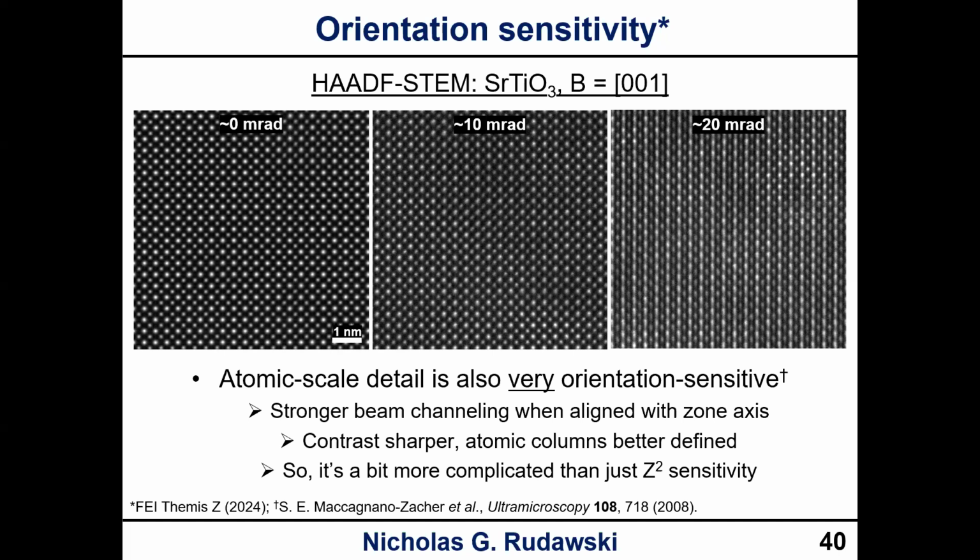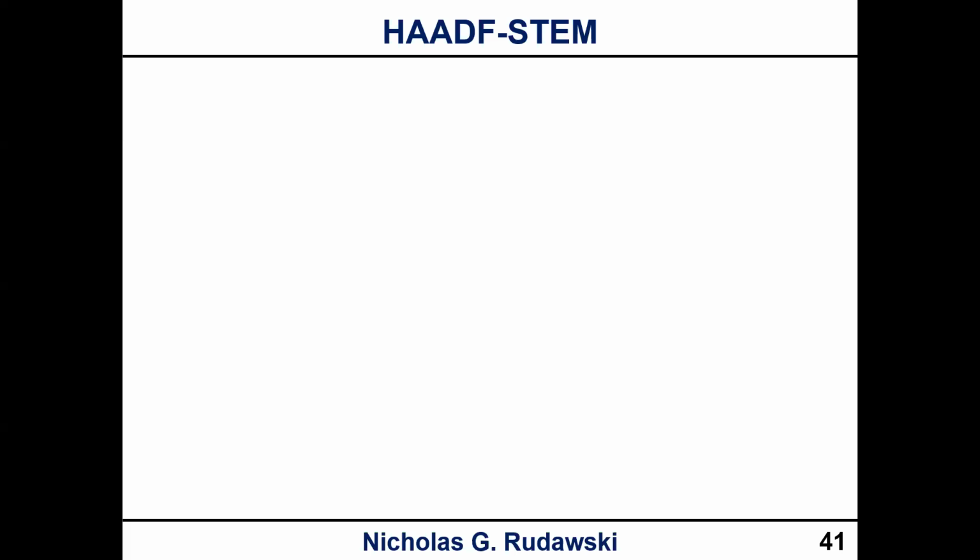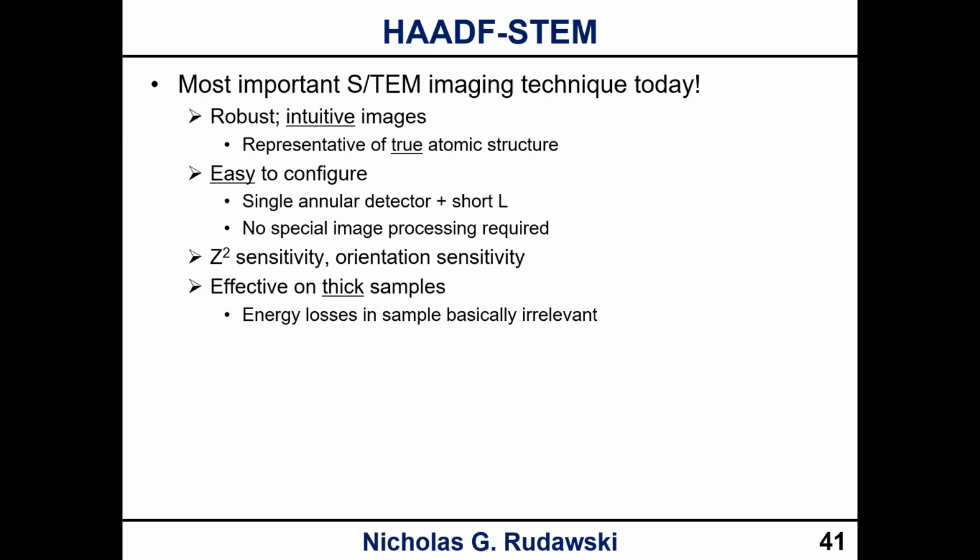Okay, so just to summarize HAADF, it is the most important STEM imaging technique today still. Robust, intuitive images, representative of the true structure. It's easy to configure, right? Very easy. You just need an annular detector, make your camera length short. You don't need any sort of special image processing. You have the Z-squared sensitivity as well as the orientation sensitivity. If your sample happens to be on the thick side, you can still usually get usable information from it because the energy losses inside the sample are basically irrelevant.